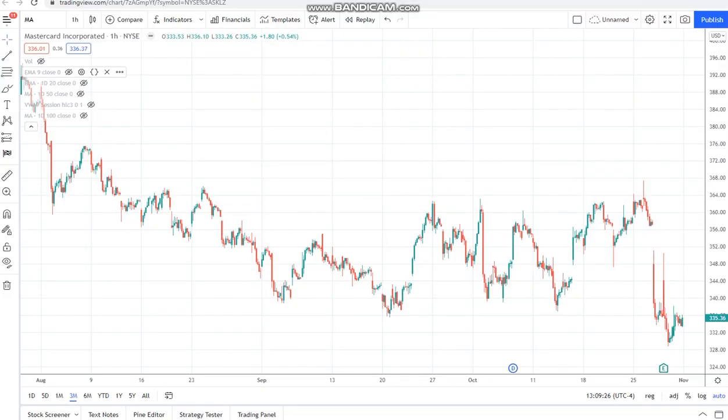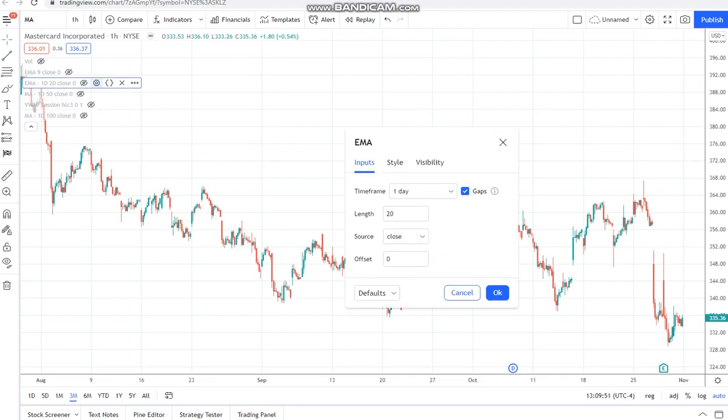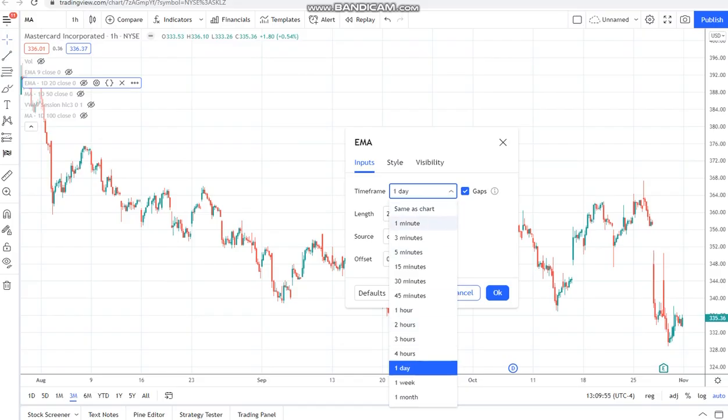So if you can see here, anything that is 1D is basically meant to look at bigger pictures, meant for swing trading. You can see this is VWAP. VWAP is obviously day trade. Maybe EMA 9 is also day trade, so it's not 1 day. Some people are still making this mistake as of today. So make sure when you are looking at a big level, please make your indicator time frame 1 day and not same as chart, right?